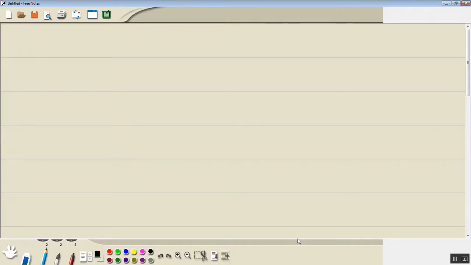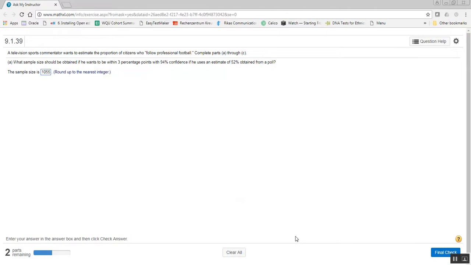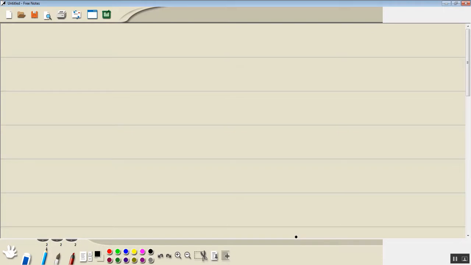Let's take a look at this problem. It says a television sports commentator wants to estimate the proportion of citizens who follow football with sample size, 94% confidence. That means we're going to put 0.94 in the middle, and there's 6%, then we split up into tails. So that's 0.03, and this is 0.03.